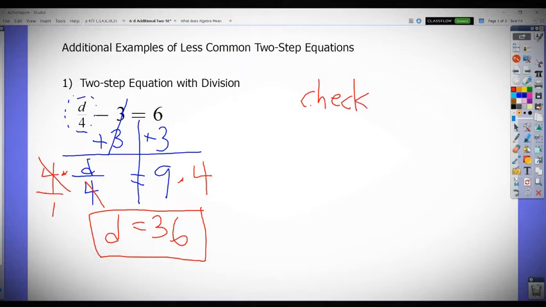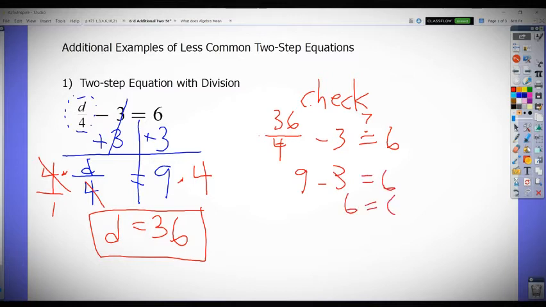So let's do the check here. And we will start with the original equation, except instead of d, I am going to put in a 36. 36 divided by 4 minus 3 might equal 6. We'll see if this comes out to be true. And we use the order of operations in the check. So 36 divided by 4 goes first because divisions are done before subtractions and additions. That's 9. So 9 minus 3. Does that equal 6? Yes, it does. Both sides here are equal, which means my solution is correct. And the answer is d equals 36.